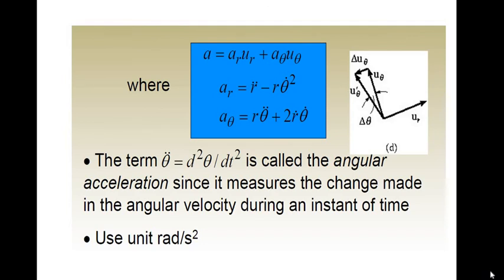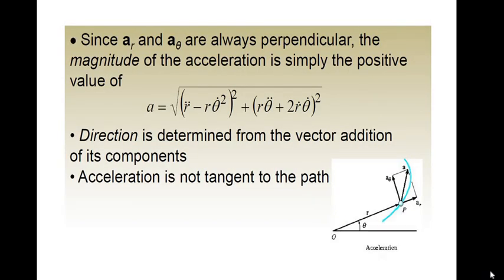The term theta double dot, equal to d square theta divided by dt square, is called the angular acceleration, since it measures the change made in the angular velocity during an instant of time. Its unit is radians per second square. Since ar and a theta are always perpendicular, the magnitude of acceleration is simply the positive value of a, equal to the root of r double dot minus r theta dot square, whole square, plus r theta double dot plus 2 r dot theta dot, whole square. The direction is determined from the vector addition of its components. Acceleration is not tangent to the path.